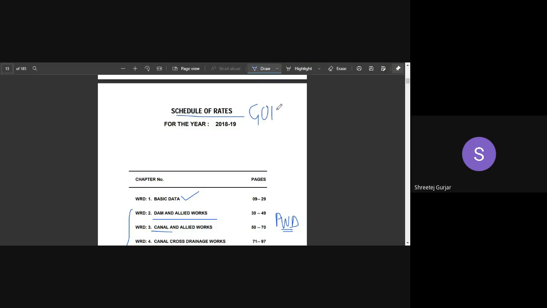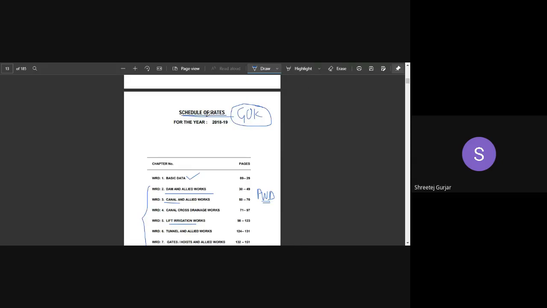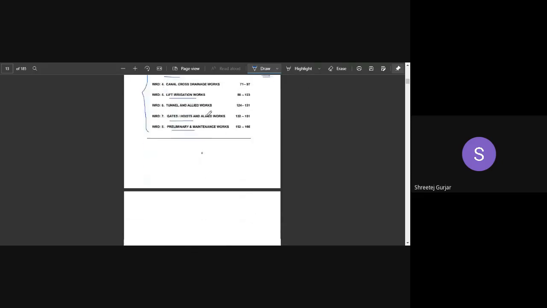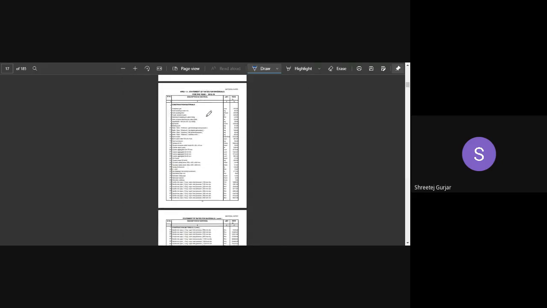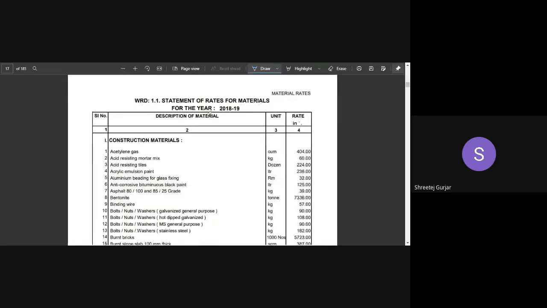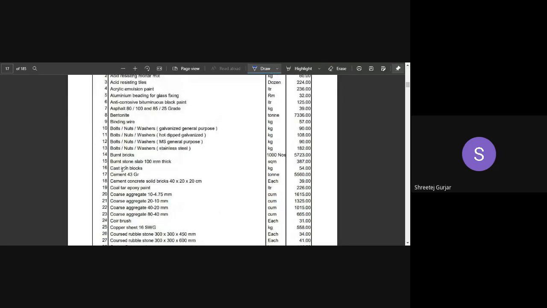Okay, so you have various states which give you various schedules of rates. So you have to consider that particular state's schedule of rates, whichever state or whichever area you are working in. So let me show you. See, you can see here description of material and their rate. They have given statement of rates of materials. Okay, so let us check.